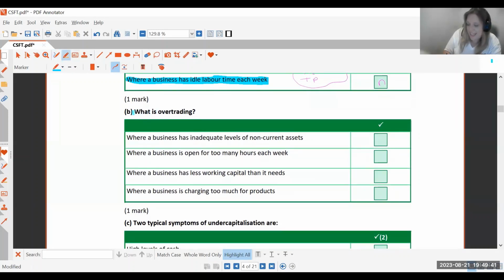So our next task is, what is overtrading? Well, overtrading occurs when the sales volume, be really clear on this, of a business grows really quickly and the business doesn't have adequate working capital to support this growth. So if a business has a lack of long-term funding in place to finance this growth, they're in big trouble. What's happening is the business is trying to do too much too quickly.